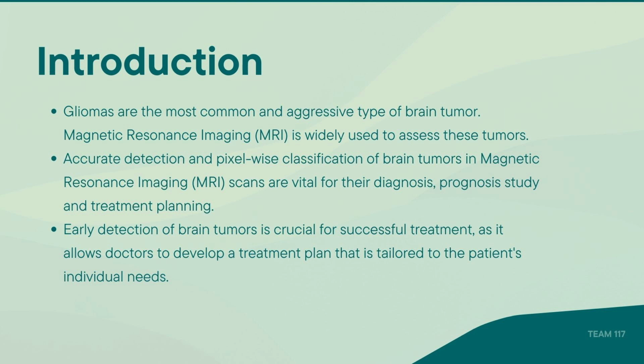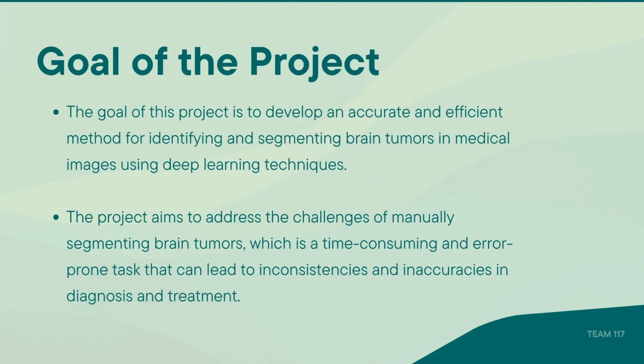Gliomas are the most common and aggressive type of brain tumor. MRI is widely used to assess these tumors. The goal of the project is to develop an accurate and efficient method for identifying and segmenting brain tumors in medical images using deep learning techniques.